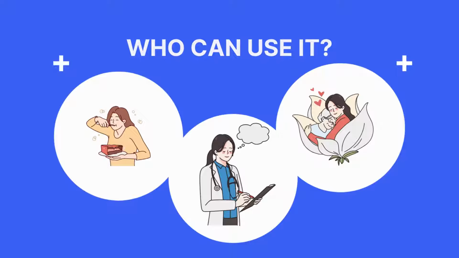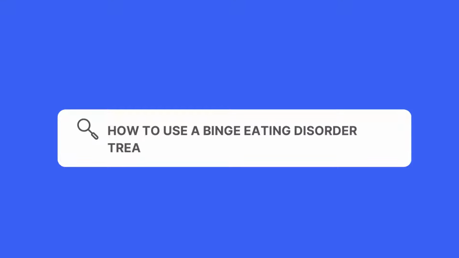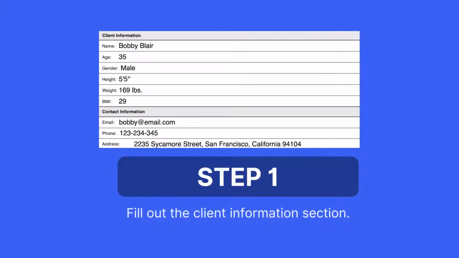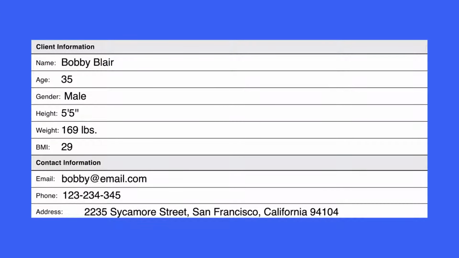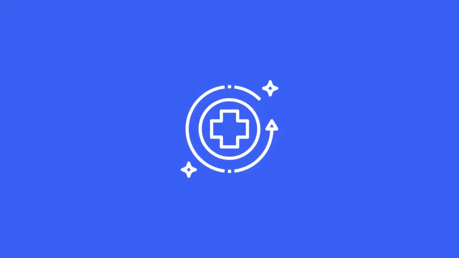To use our binge eating disorder treatment plan, follow these steps. Download the binge eating disorder treatment plan template off our Carepatron platform, which you can find in the description. Fill out the patient's details at the top of the form. Start by filling out the client information section with your name, age, gender, height, weight, and BMI, as well as your contact information. This will help to put your recovery journey into context.